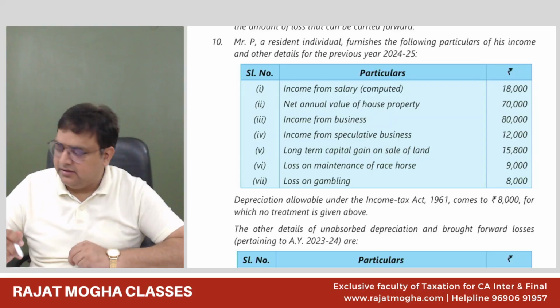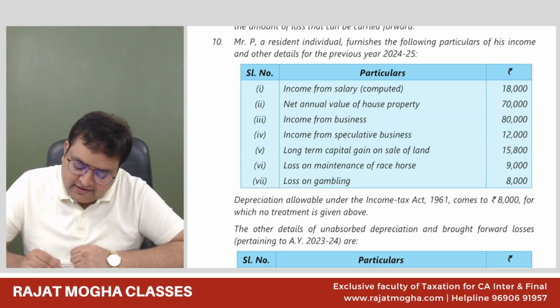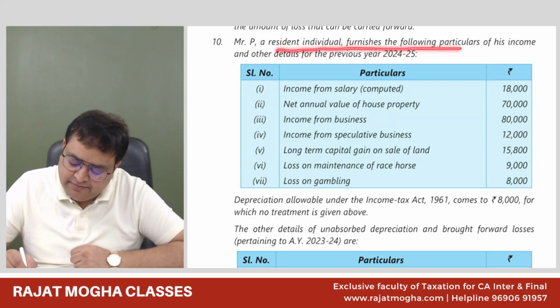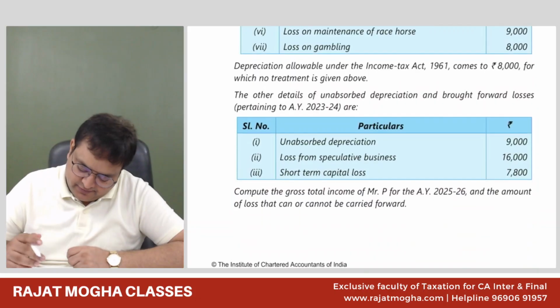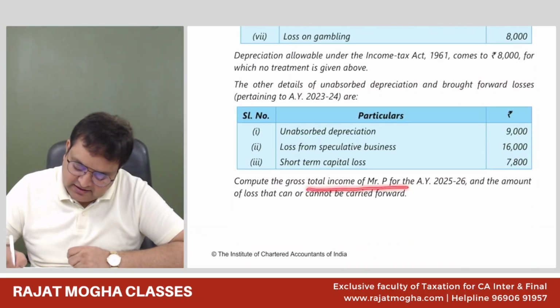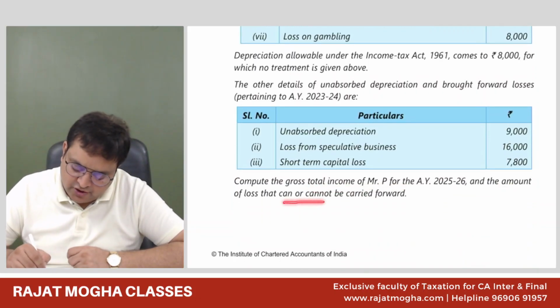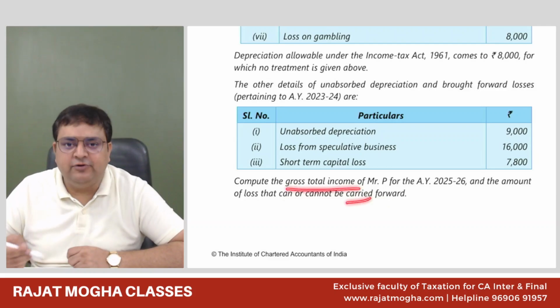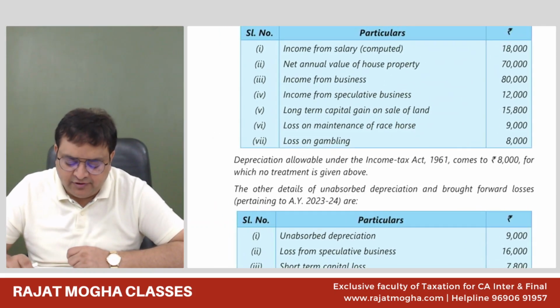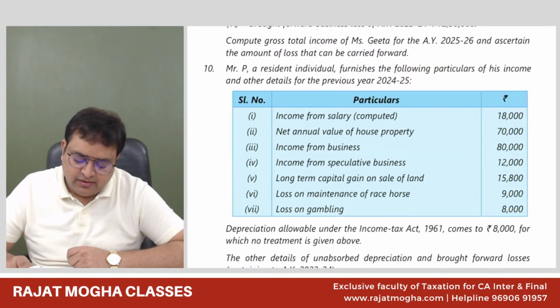Mr. P, a resident individual, furnishes the following particulars of his income and other details for the previous year 24-25. Compute the GTI of Mr. P and the amount of losses that can or cannot be carried forward. So we again need to compute the GTI and we have to tell what are the amounts which can be carried forward or which cannot be carried forward.